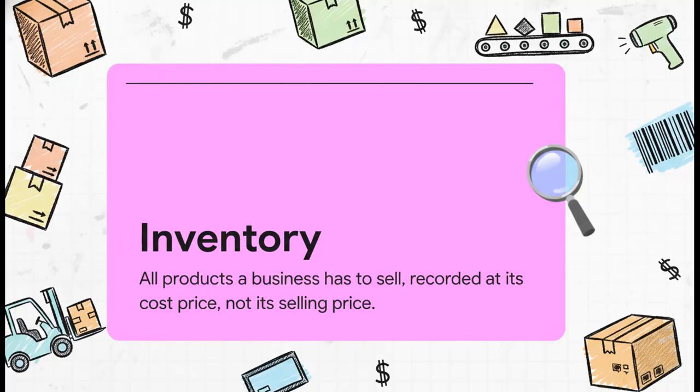Inventory. Now this is absolutely crucial, so listen up. Inventory is valued at what it cost the business to get it, not what they hope to sell it for. This is a fundamental rule in accounting called the cost principle, and it stops companies from inflating their assets based on wishful thinking about future sales.